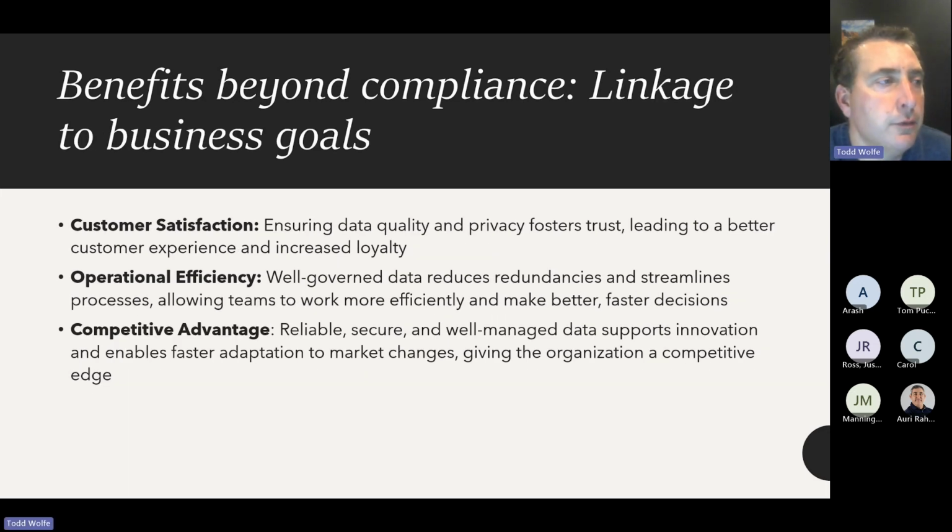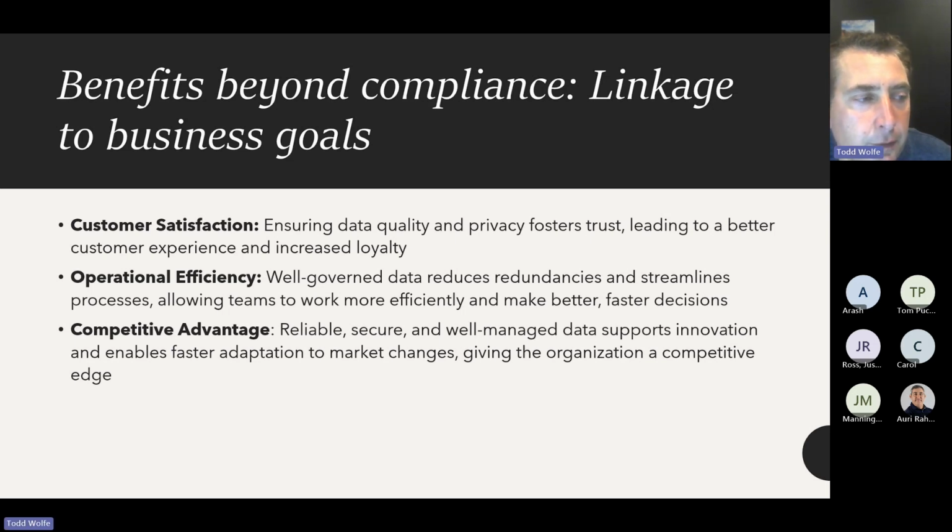From a linkage to business goals perspective, it can improve customer satisfaction. Ensuring that data quality and privacy foster trust leads to a better customer experience and increased loyalty. And again, that can be internally amongst the users of your systems or externally from your customers, depending upon the type of business that you're operating and the type of software you're creating. Operational efficiencies: well-governed data reduces redundancies and streamlines processes, allowing teams to work more efficiently and make better, faster decisions.